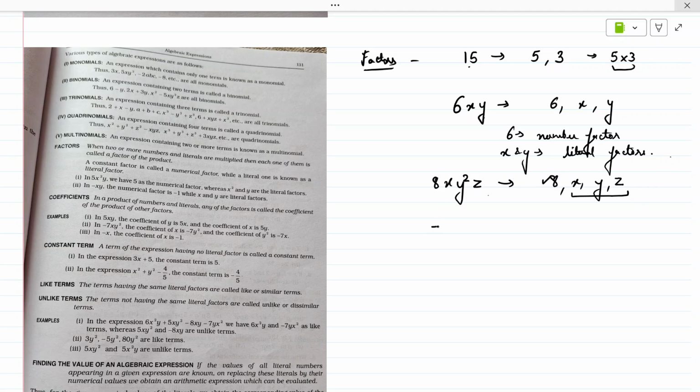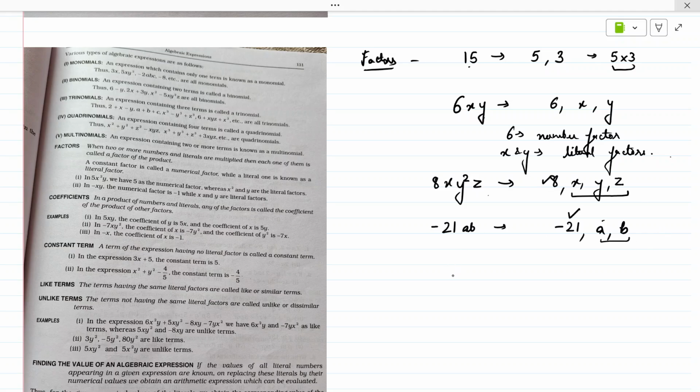Now consider the case where I have 21ab. So what are the factors now? In this case, my factors will be minus 21, a and b, where this is a number, and these two are the literal factors. Okay, so this is how we can see this.